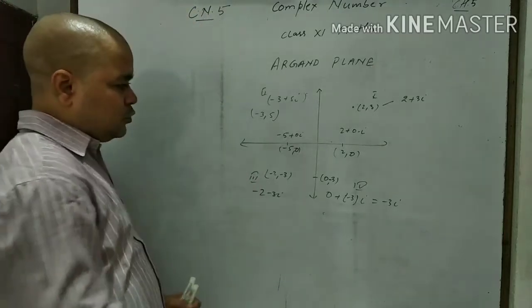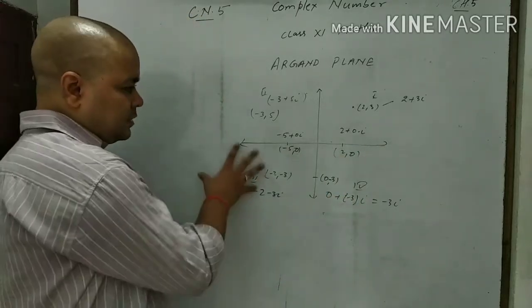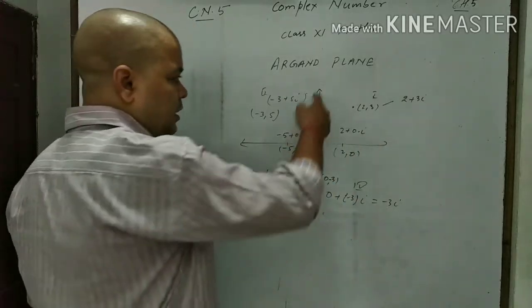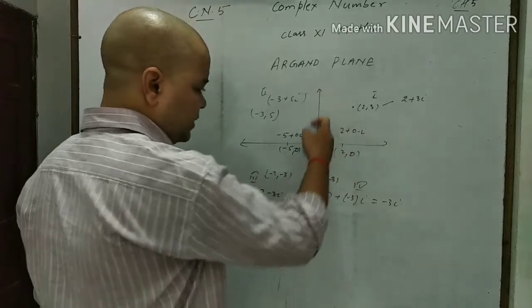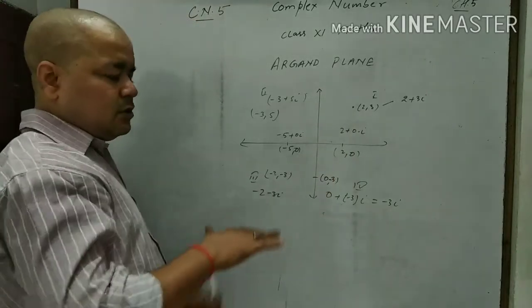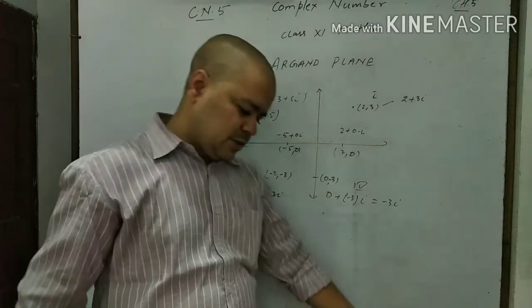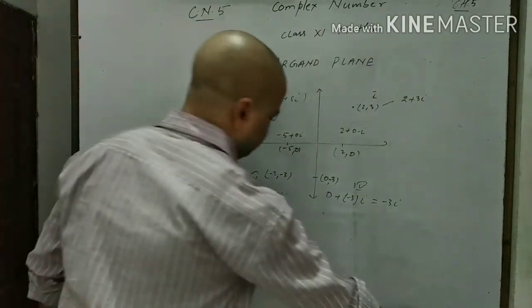Okay, I told you what this horizontal line is. This is the x-axis, but in the complex plane this is the real line. The y-axis is called the imaginary line. Real line, imaginary line. Getting? The horizontal line is the real line and the vertical line is the imaginary line.